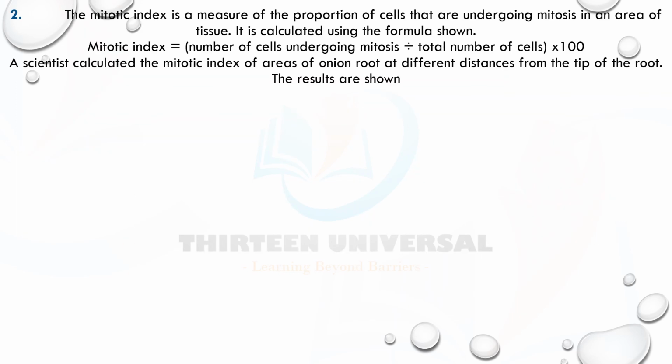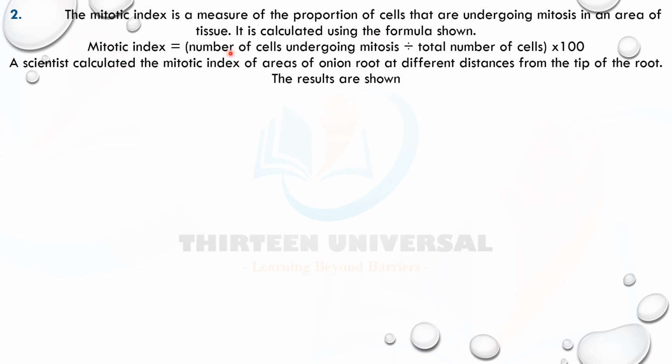So let's go on. Look at this question. Come with me. The mitotic index is a measure of the proportion of cells that are undergoing mitosis in an area of tissue. It is calculated using the formula shown. That's the formula for mitotic index.